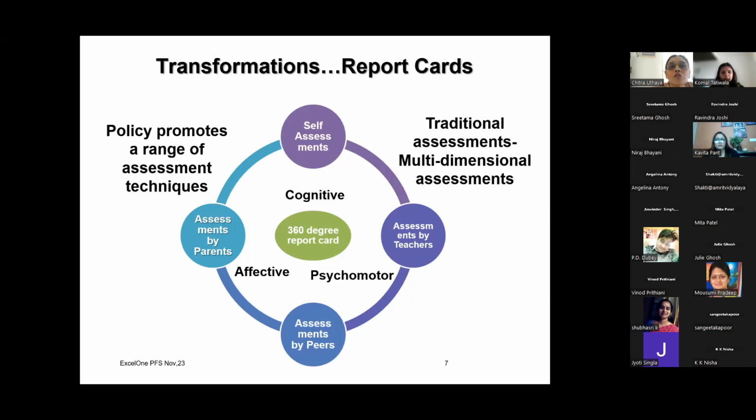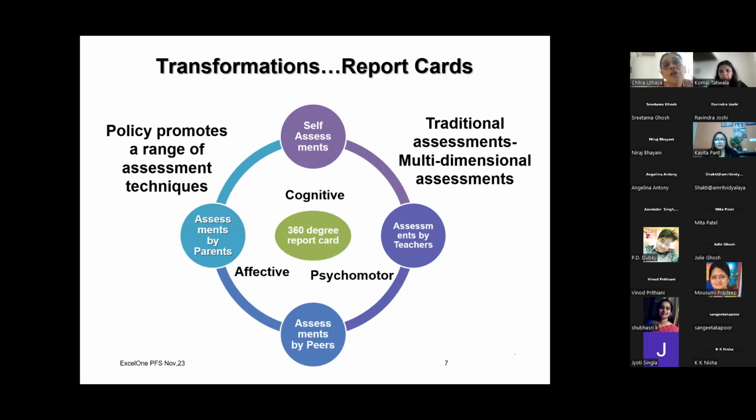And the policy also promotes a range of assessment techniques. So you will not be only assessing using pencil and paper, but you will also be assessing their projects. If they make a presentation, you can assess that. You will be assessing their classwork, their behavior in school. Parents will be assessing their children. So there will be assessment from different people that's going to be taking place. So this is going to be a transformation. The way we assess our students is going to change.